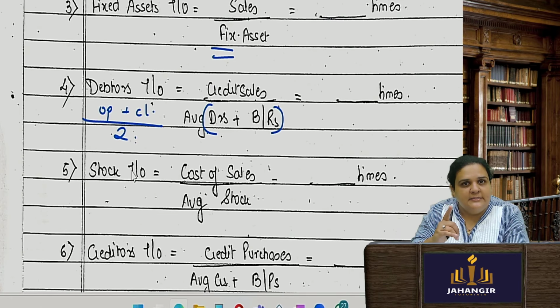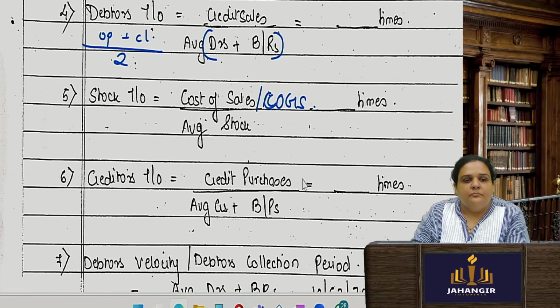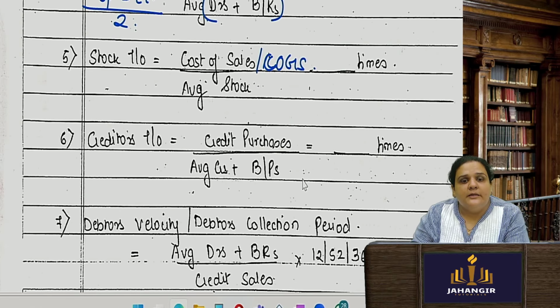Stock turnover, same thing. Cost of sales, or you will have COGS, upon your average stock, opening stock plus closing stock divided by 2. Okay, you can have cost of sales or COGS, whatever they have given you, that will give you the stock turnover ratio. Creditors turnover ratio generates because of credit purchases, no? So credit purchases upon your average bills payable and creditors, in number of times.